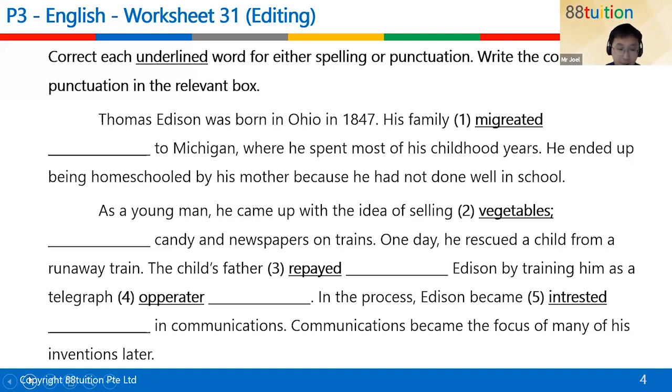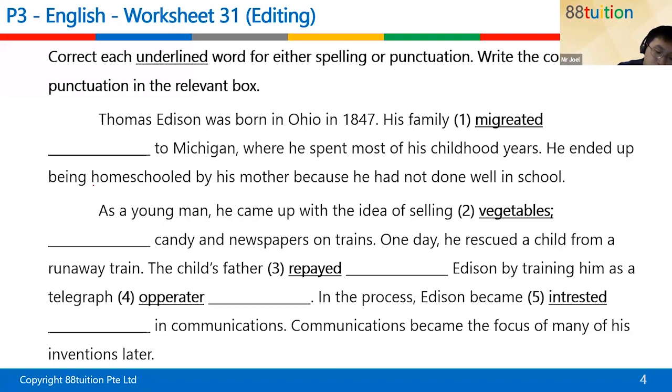Okay, so let's read. Thomas Edison was born in Ohio in 1847. If you didn't know where Ohio was, Ohio is actually a state in the United States of America. His family migrated to Michigan, where he spent most of his childhood years. He ended up being homeschooled by his mother because he had not done well in school.